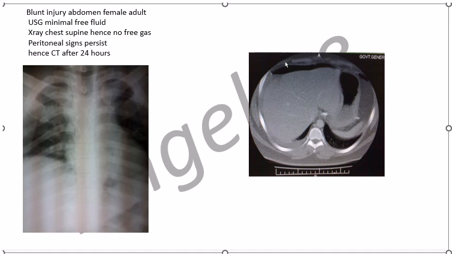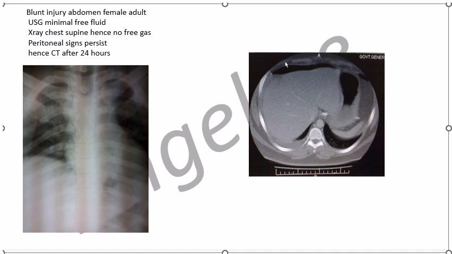Now this is another patient, blunt injury to the abdomen, adult female. Ultrasound showed minimal free fluid. Now this minimal free fluid can be coming from a small tear in the spleen which has stopped. X-ray chest supine, no free gas under the diaphragm. But peritoneal signs are persisting.